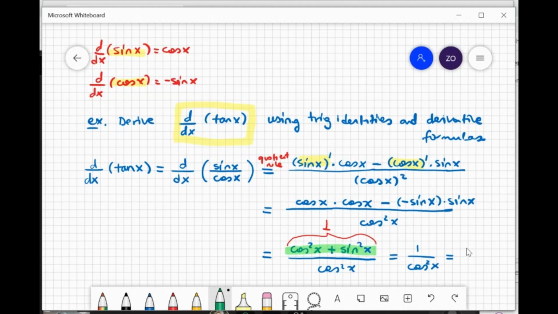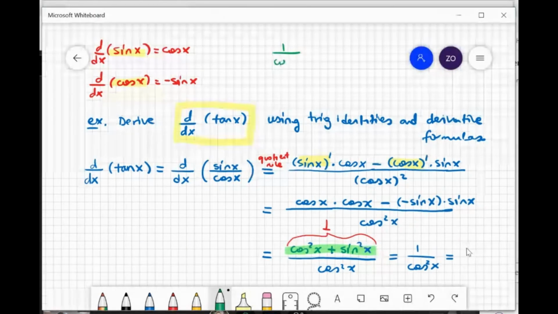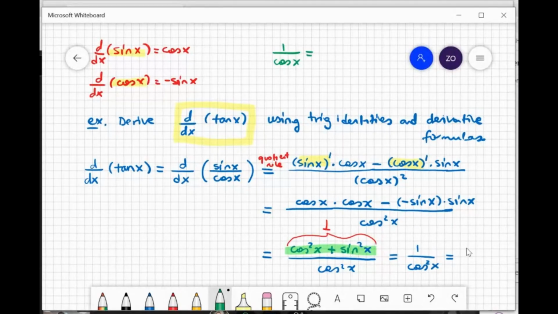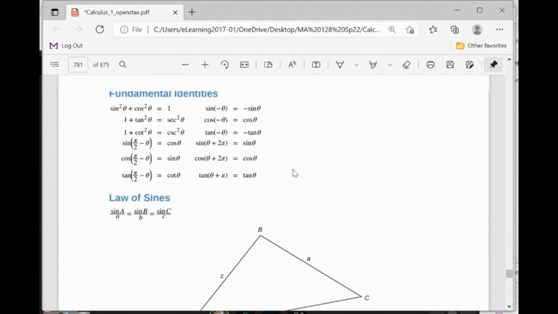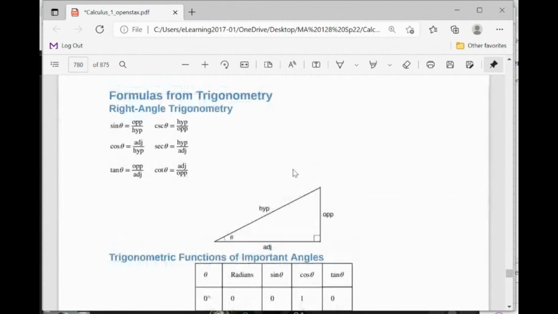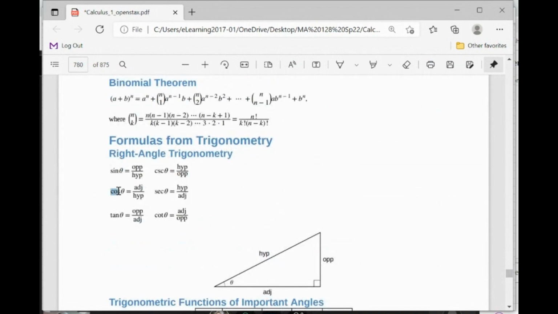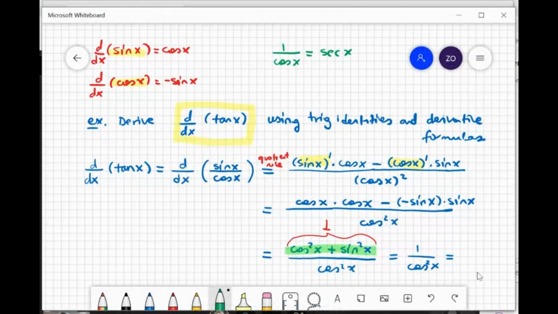And we have a special name for that. Do you remember what we call this function? So 1 over cosine of x is the secant function. Let me just show it from here. Remember, cosine is adjacent over hypotenuse, and secant is hypotenuse over adjacent. So secant is 1 over cosine. So 1 over cosine squared will be secant squared of x.